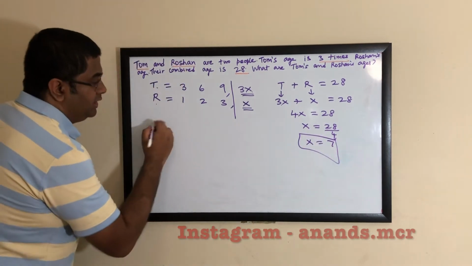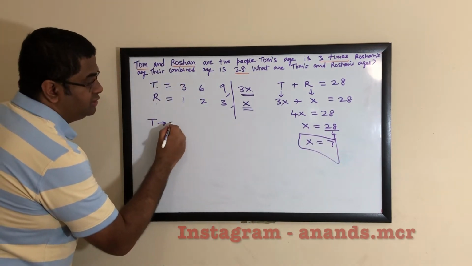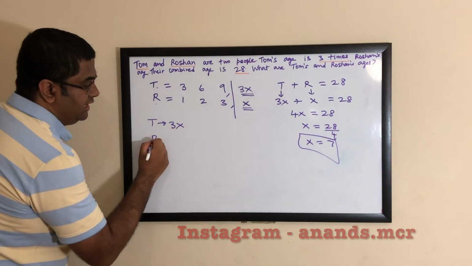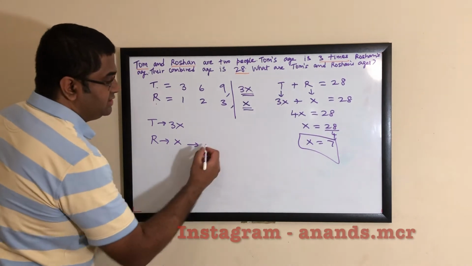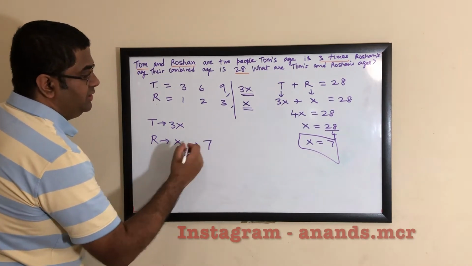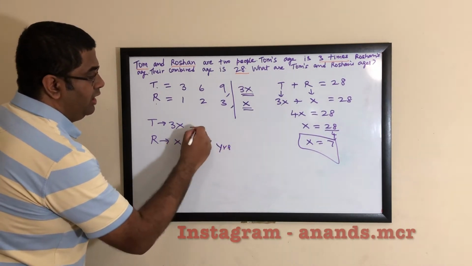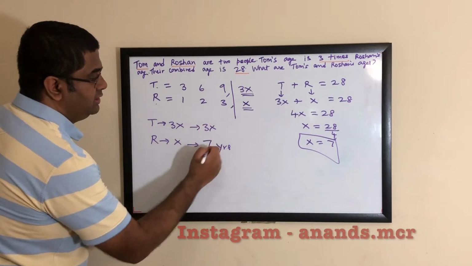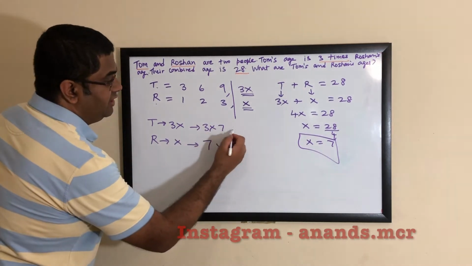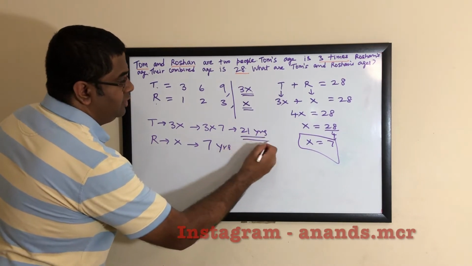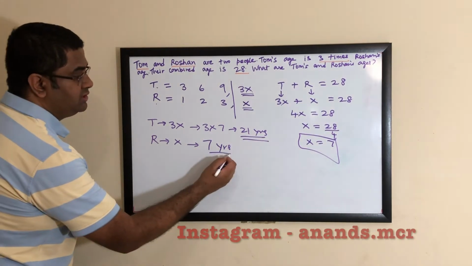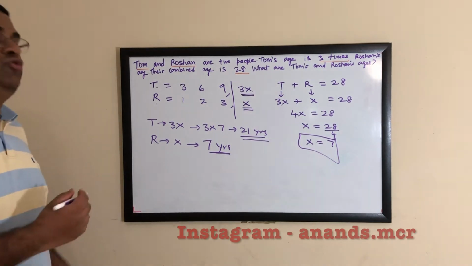So now we know that we have assumed that Tom's age is 3x and Roshan's age is x, which literally means that since x is equal to 7, Roshan's age would be 7 and Tom's age would be 3 times the value of x, which is 7, which is equal to 21 years. So Tom's age is 21 years and Roshan's age is 7 years. This is how we do this problem, friends.